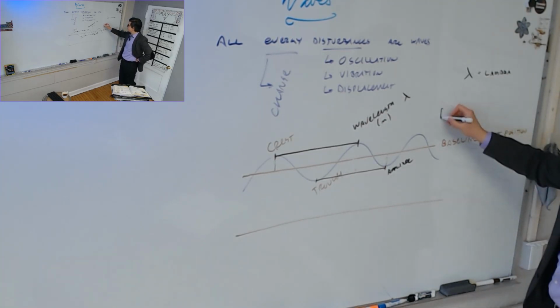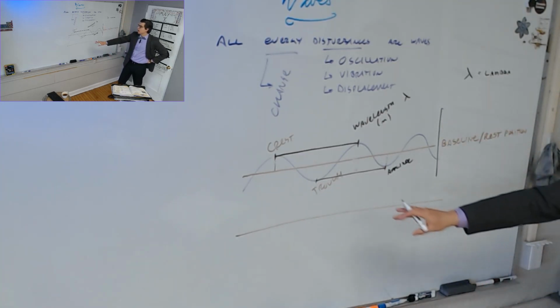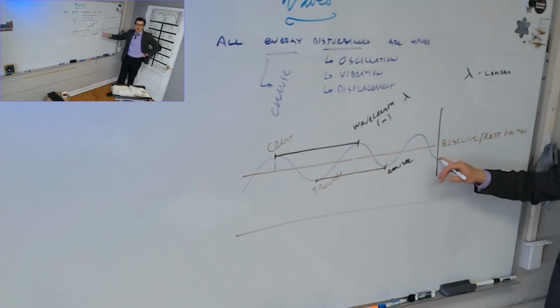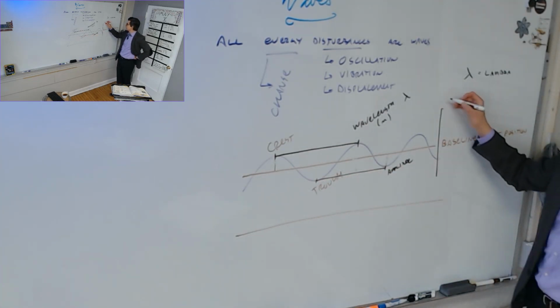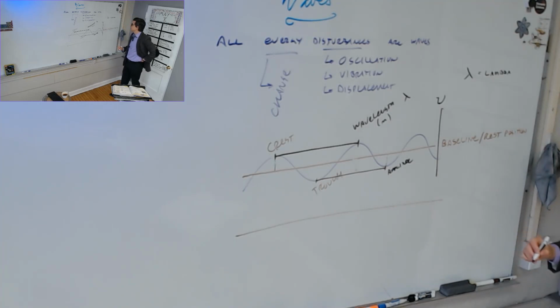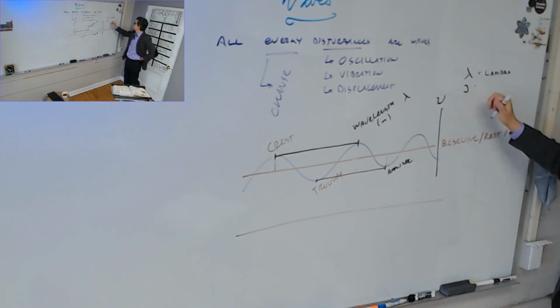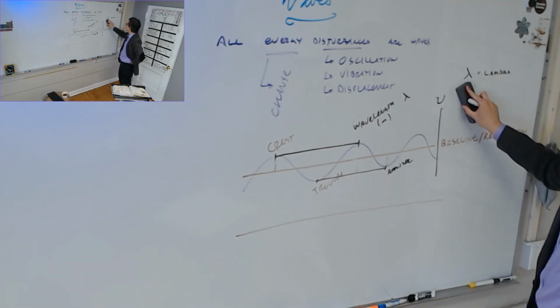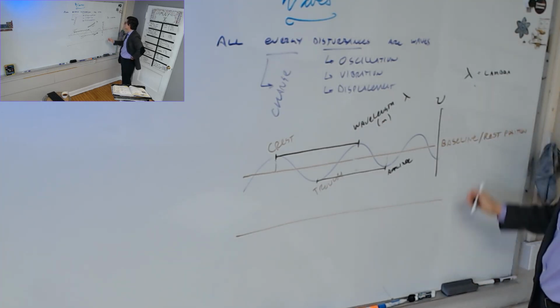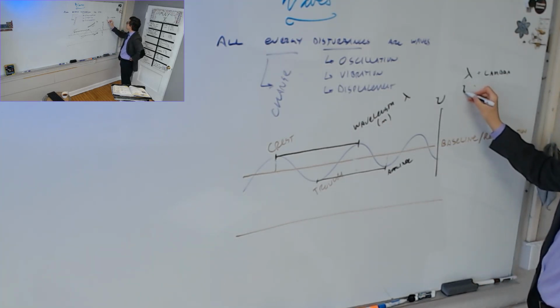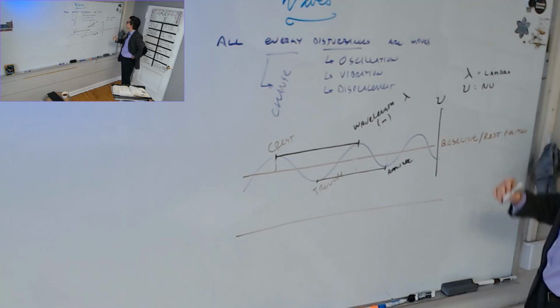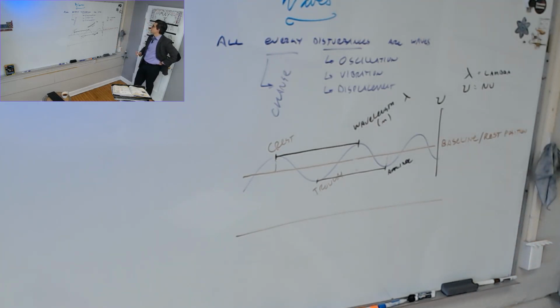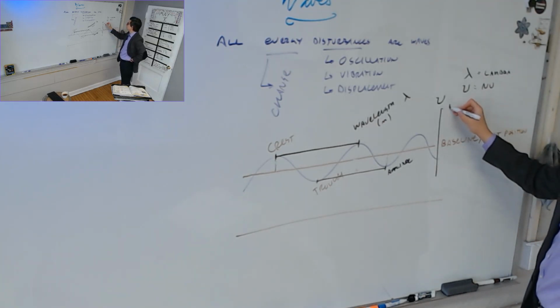Okay. And then the other thing that we measure about it is how many of these waves will pass in a given amount of time, which is called the frequency, which in science we usually use the Greek letter nu for. Oops, I just drew it wrong. I just wrote the letter J in English, or Latin, I guess. This is the Greek letter nu, and that is the frequency.